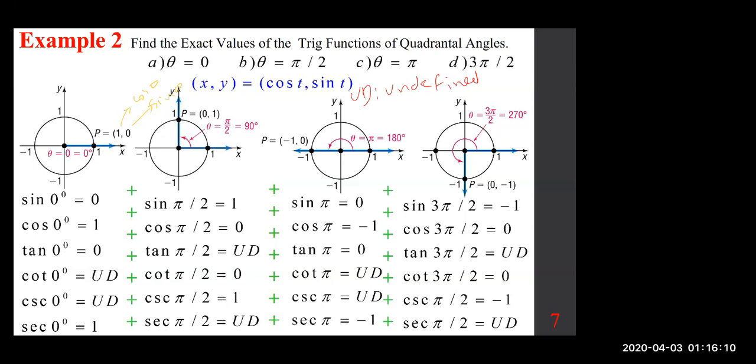Again, really there is no need to memorize this. Understand the location of a specific value, as I mentioned. For example, when you're looking at 180 degrees or pi, you should recognize the location of your point, which is negative 1, 0. You can figure out the whole thing.